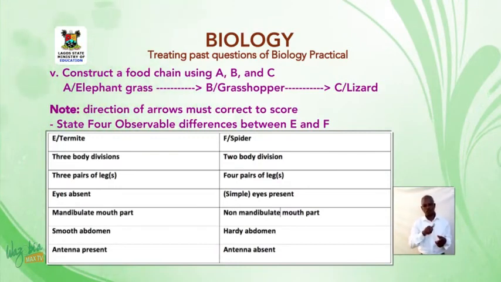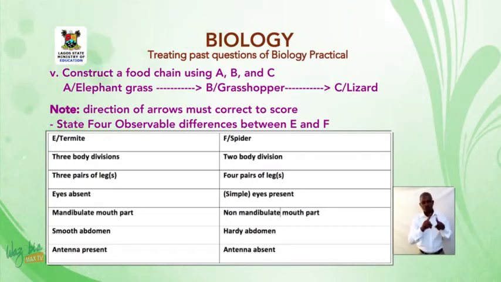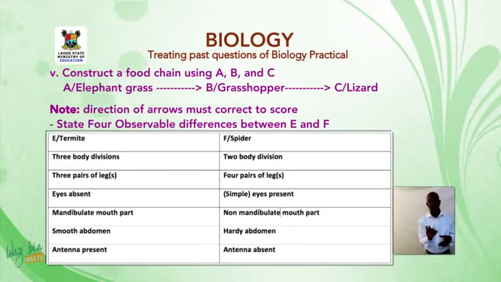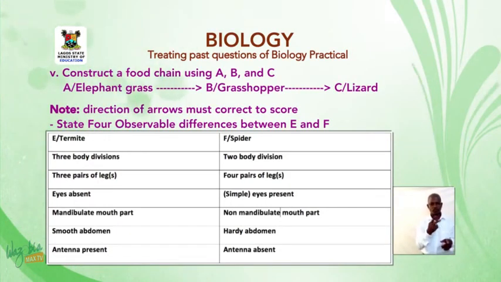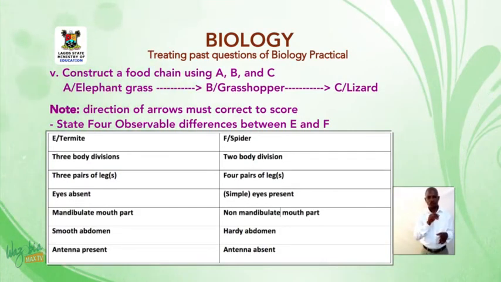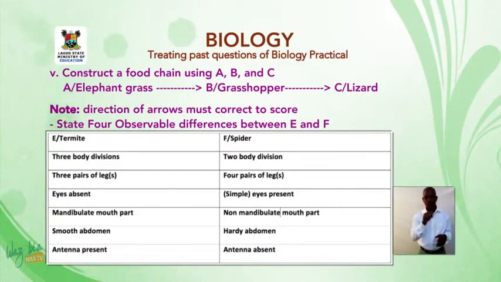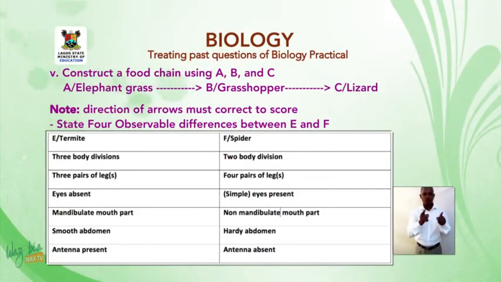Then, another question. State 4 observable differences between E and F. In this question, you are expected to use the features that you can observe from the two specimens, that is termite and spider. Use those features to state the differences between the two.